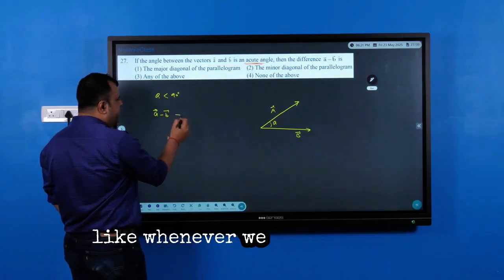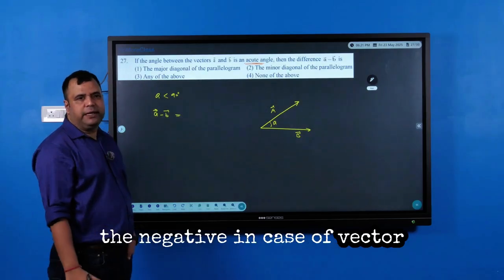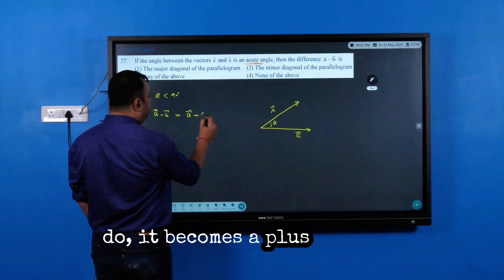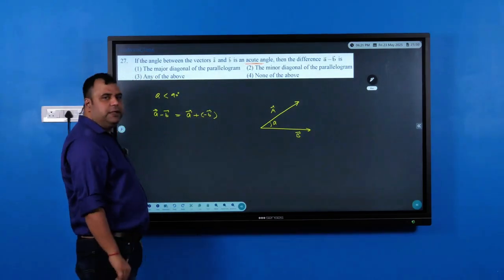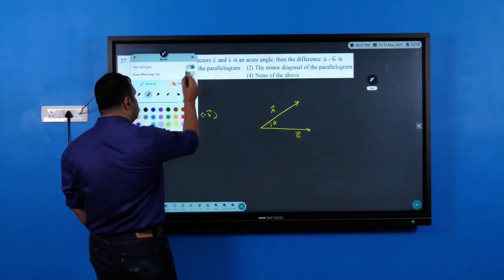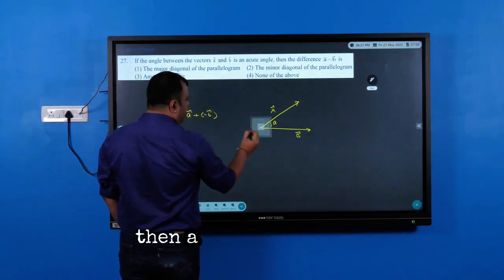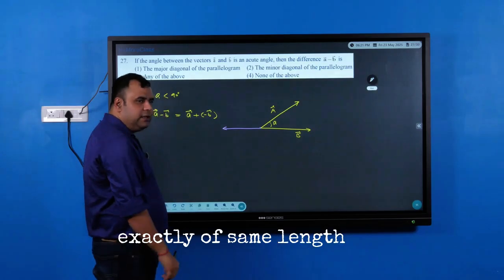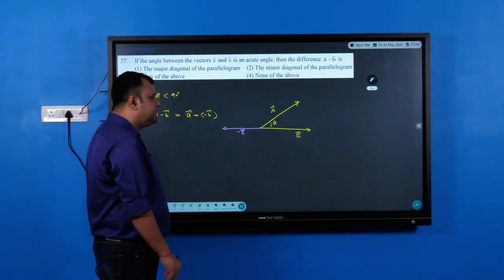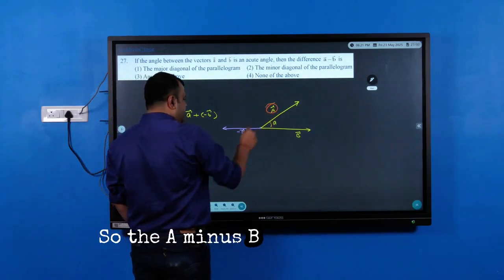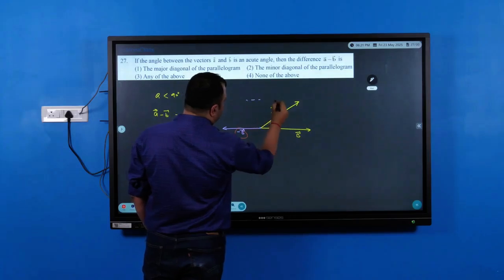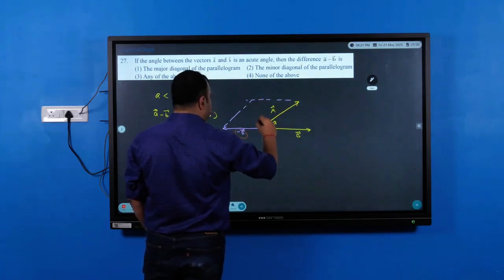And we know that whenever we come to A minus B, negative in the case of vector quantities is not defined. So in place of negative, what we do is A plus a negative quantity, minus B. So if this is the B vector, then a vector which is exactly of the same length and in the opposite direction will be minus B. So A minus B is going to be this diagram.